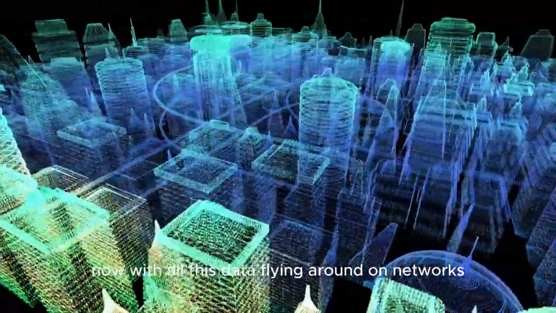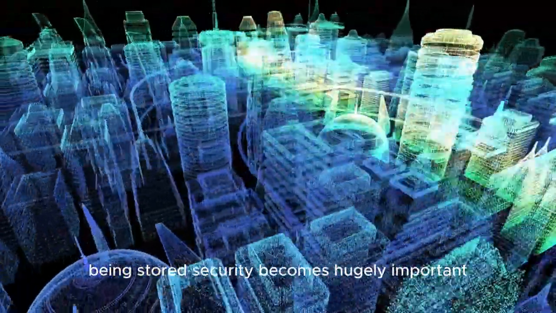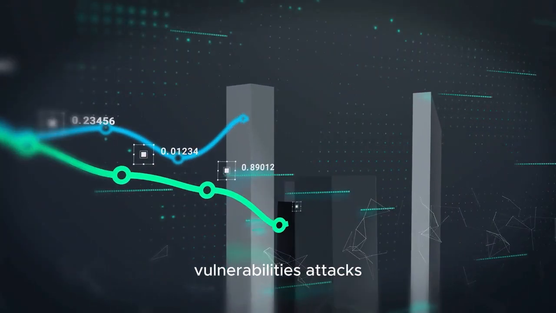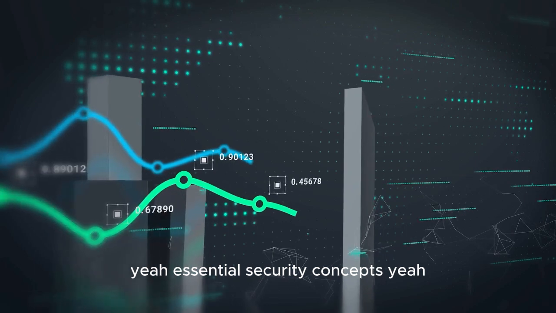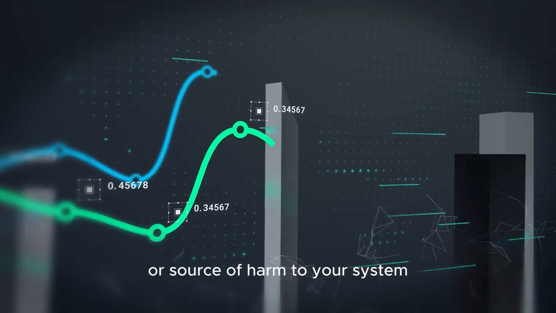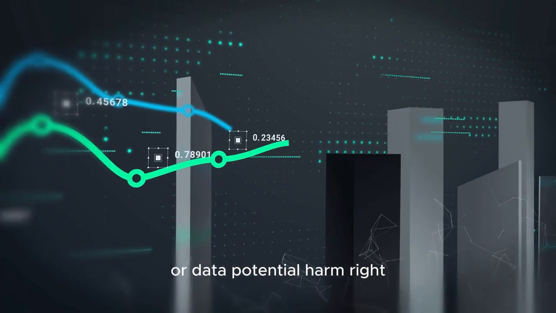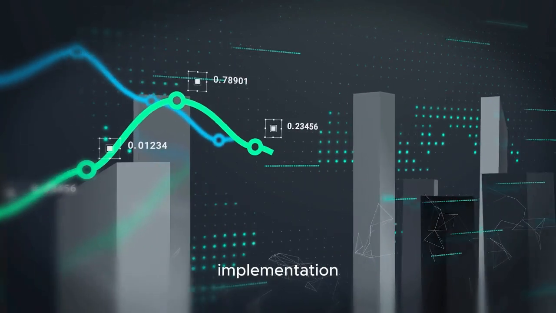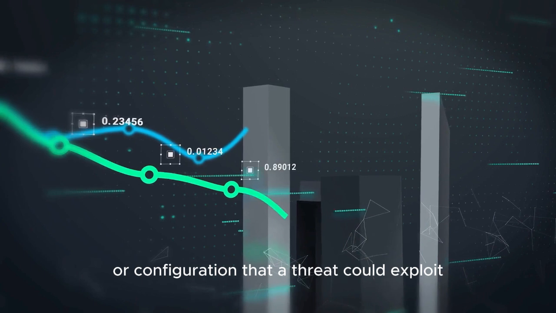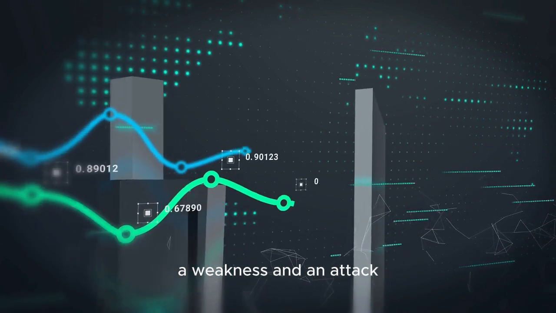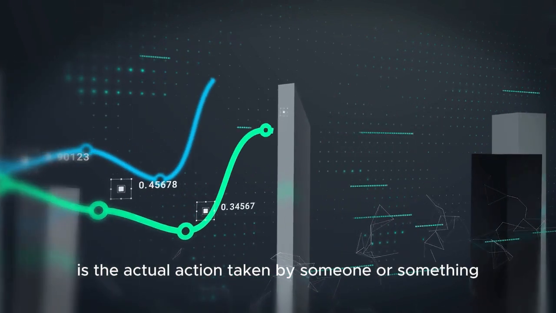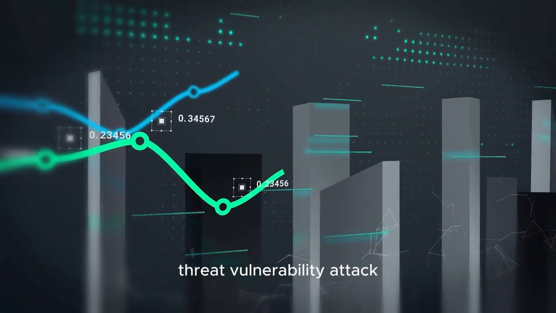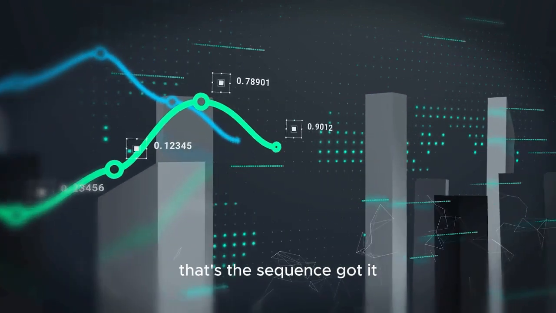Okay. Now, with all this data flying around on networks and being stored, security becomes hugely important. The sources introduce the basics: threats, vulnerabilities, attacks. Yeah, essential security concepts. A threat is any potential danger or source of harm to your system or data. Potential harm. Right. A vulnerability is a weakness, a flaw in the system's design, implementation, or configuration that a threat could exploit. A weakness. And an attack is the actual action taken by someone or something like malware to exploit a vulnerability and cause harm. Threat, vulnerability, attack. That's the sequence. Got it.